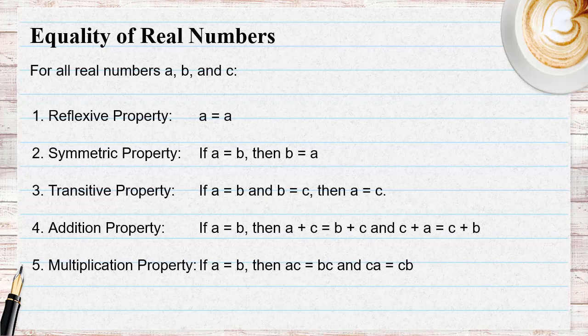Number 4, addition property. If A is equal to B, then A plus C is equal to B plus C, and C plus A is equal to C plus B. Last, multiplication property. If A is equal to B, then A times C is equal to B times C, and C times A is equal to C times B.